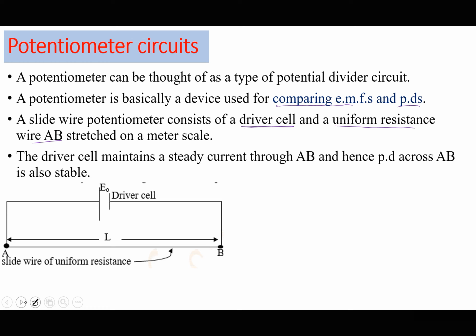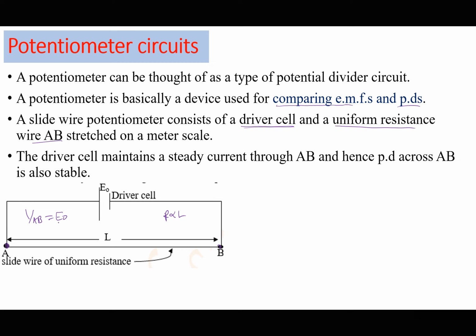So this is the standard form of a potentiometer where you have a driver cell which maintains a constant PD across the wire. This is a sliding wire over which a contact can be moved. And the sliding wire, of uniform length and uniform resistance, is connected in parallel, or across the cell. Remember, resistance is directly proportional to the length of the wire if it is a uniform wire. And if the wire is connected across the cell, the PD across the wire AB is the same as the EMF of the driver cell.